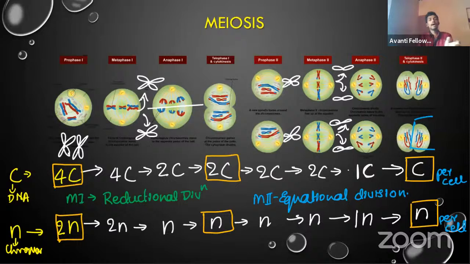So you have to remember how these changes happen, because they may ask questions related to the number of DNA content and the chromosome numbers also. So just have to see how many centromeres or how many chromatids there are. That's it.